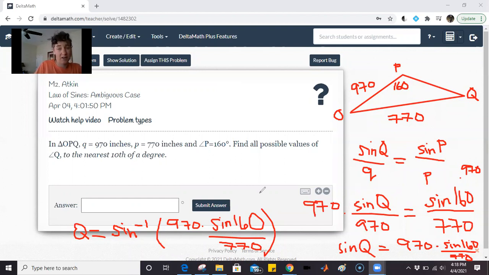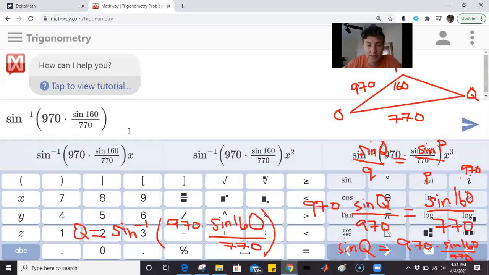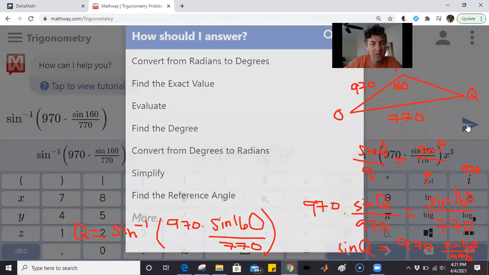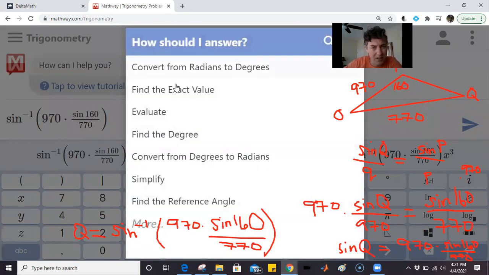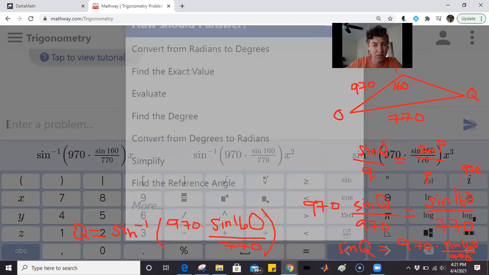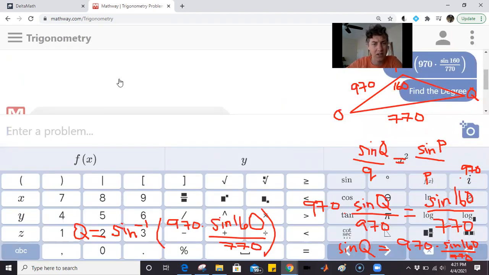Let's go find ourselves a calculator on the internet to do this difficult calculation. In this case, I think Mathway is a great choice. We've got sine inverse of 970 times sine of 160 over 770. Plug it in. I want a degree here, right? We should be getting an answer in degrees.